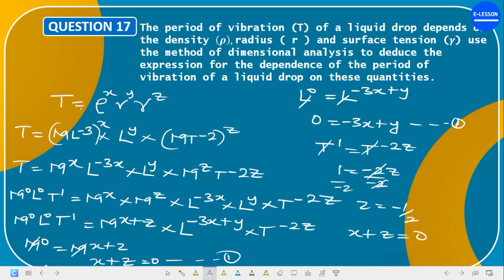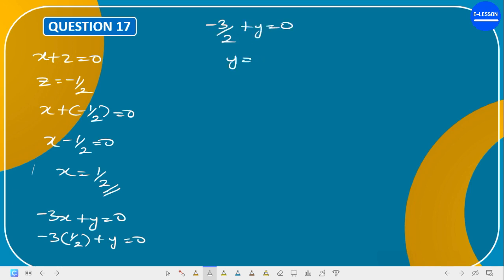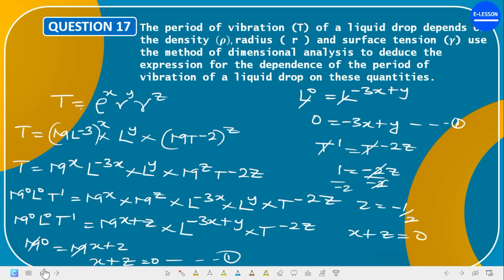Now, the last thing you are going to do is to find y. But we know from equation 3 or from equation 2 that minus 3x plus y is equal to 0. Now, your x is what? Half. So this becomes minus 3 bracket half plus y is equal to 0. Minus 3 times half is what? Minus 3 over 2 plus y is equal to 0. So your y is equal to what? If minus 3 crosses to this side, it becomes 3 over 2.